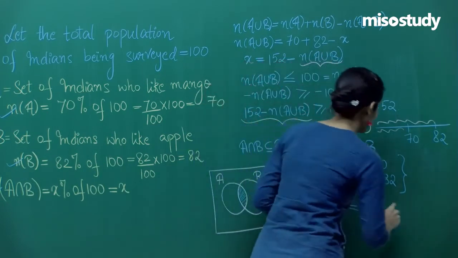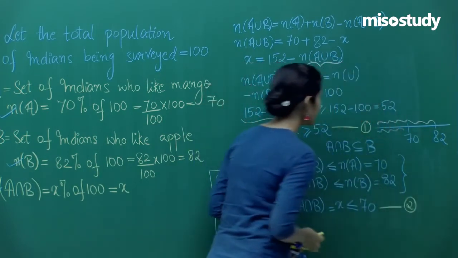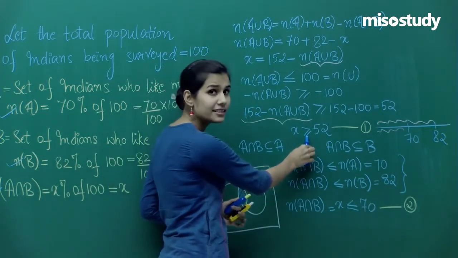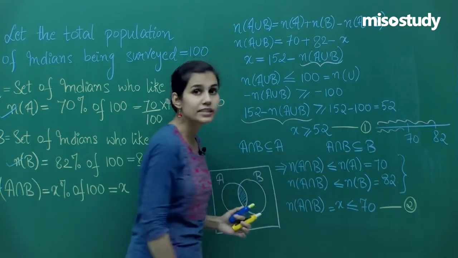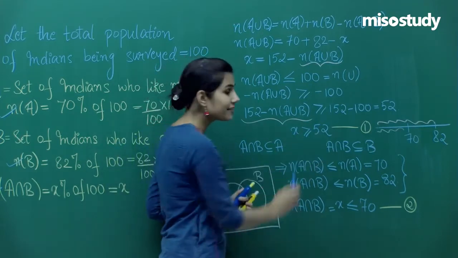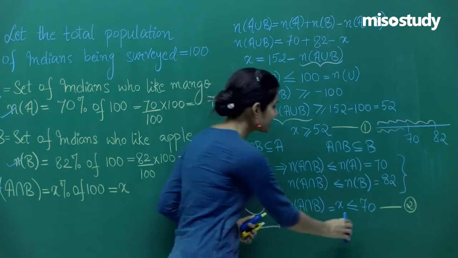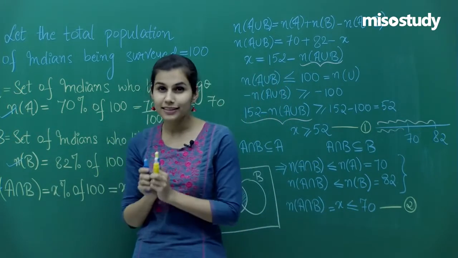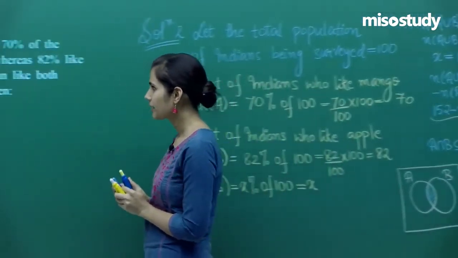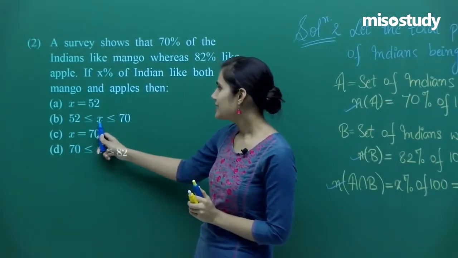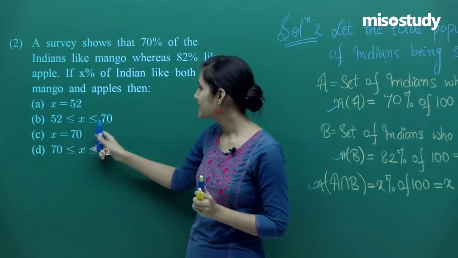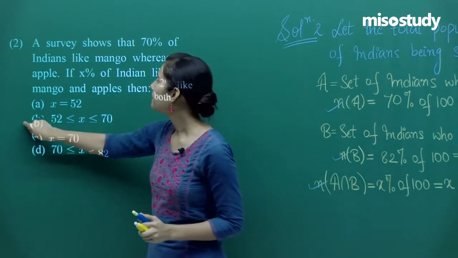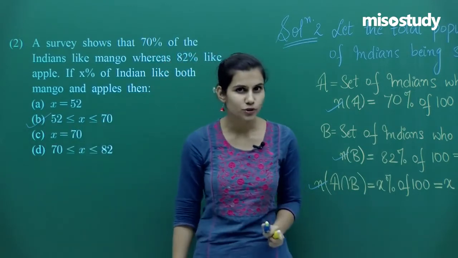This is my second equation. From 1, you get that at the very minimum, X can be 52. That means X is greater than or equal to 52 and X is less than or equal to 70. Do we have something like this in the options? Let's go and check. Yes, X is greater than or equal to 52 and X is less than or equal to 70 is very much lying here. And therefore, B is my correct option.